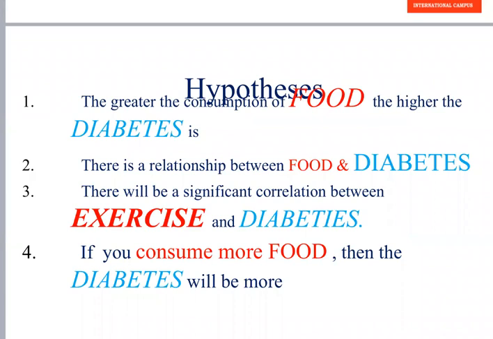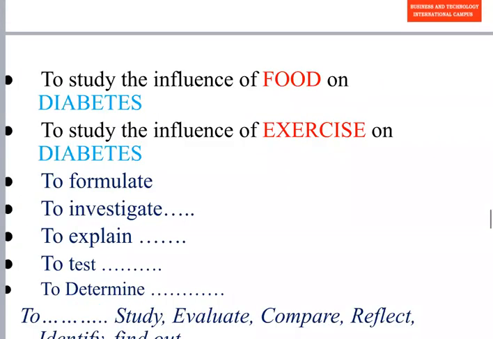Now let me go to the next part, which is the research objectives. It is very easy. If you have one or two hypotheses, your objective is to find out or study the relationship in that hypothesis. Example, your first hypothesis is food influences diabetes. The second hypothesis is exercise influences diabetes. These are the only two things you're going to study. So your research objective is simply this: to study the influence of food on diabetes, and to study the influence of exercise on diabetes. So you have only got two objectives, simple.